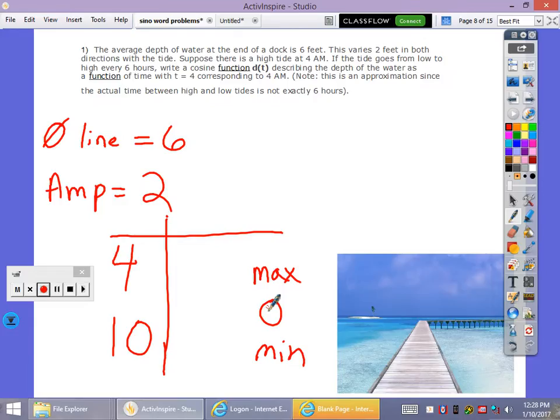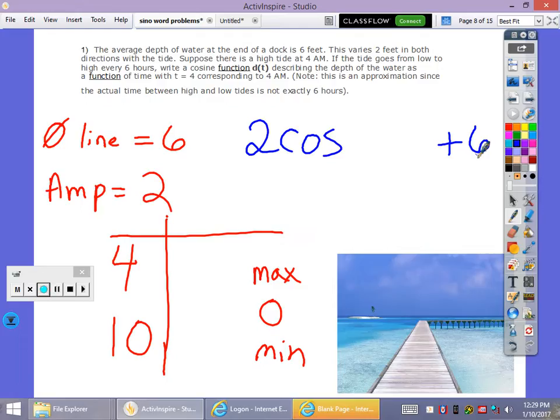Who is max 0 min? Awesome. Cosine. Regular cosine or reflected cosine? Great. What goes out front? The amp, which is 2. Thank you for using the vocabulary. Okay. Now, what is my zero line? Where do I write that? At the end, my vertical shift. Great. What am I missing? Phase shift and my period.